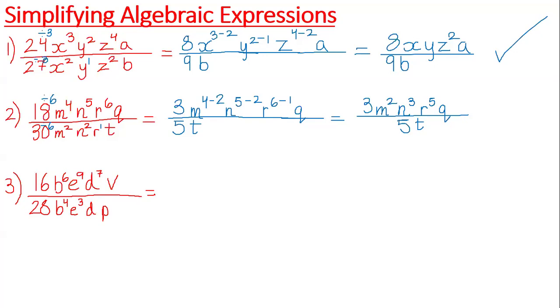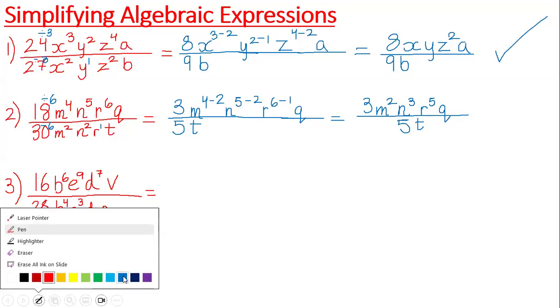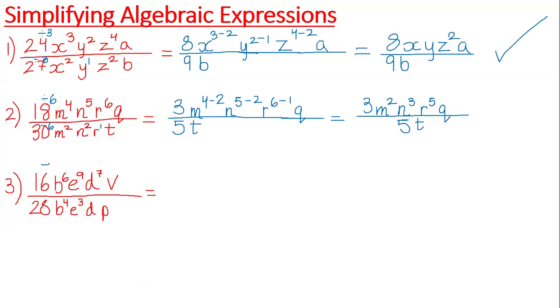All right, so what are we gonna do for this one? We have to find the GCF of 16 and 28, the greatest common factor. So we have to find what number goes into 16 and 28 without leaving a remainder. 4, evenly. The highest one is 4. So we divide 16 by 4, and we divide 28 by 4.